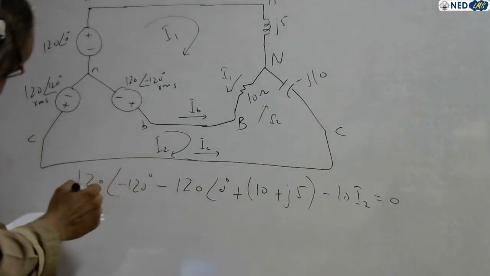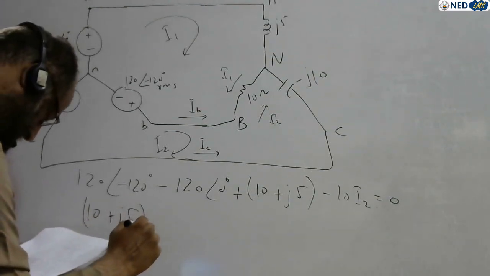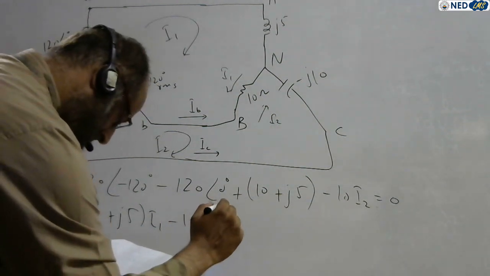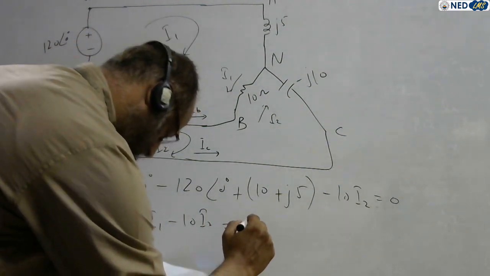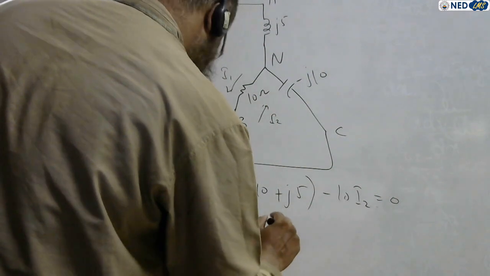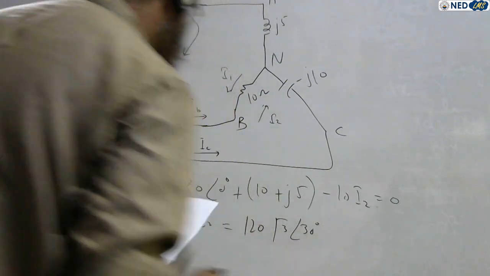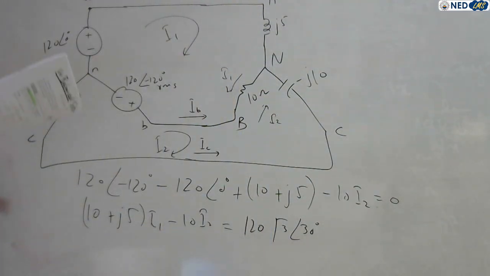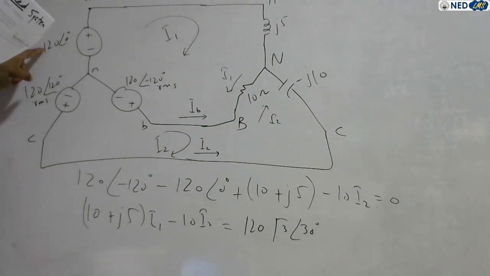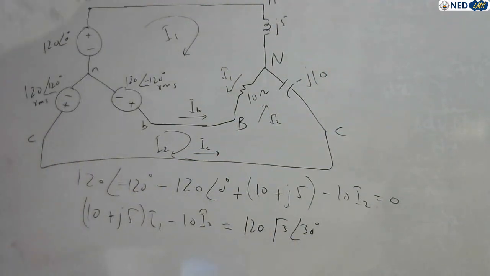So when you arrange this, you will get (10 plus j5) I1 minus 10 I2 equals 120 root 3 angle 30 degree. Recall the phasors: in delta connected, the respective line voltage is ahead of the phase voltage by 30 degree. So 120 root 3 times angle 30 degree, the voltage can be written like this.